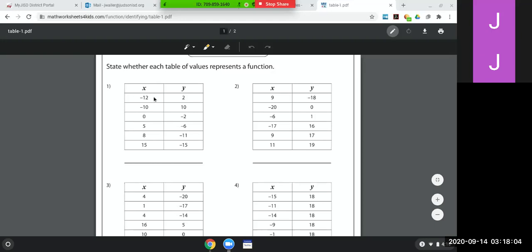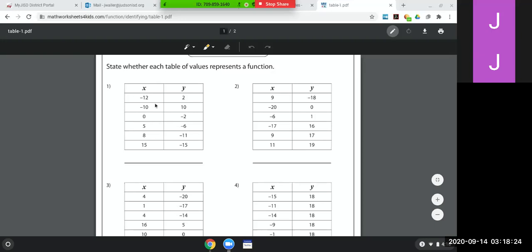So really all I look for is the x. I look at the x values and I look to determine whether any of those x values are repeated or not. As long as each x value is unique, in other words, it's not repeated at all, we can go ahead and determine if that is a function.